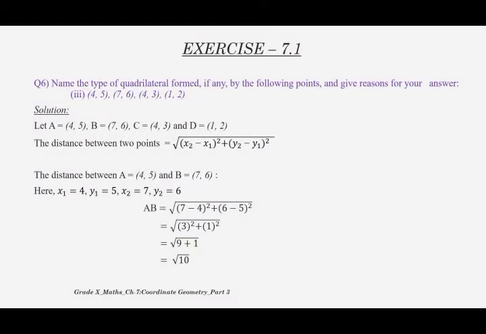Exercise 7.1, question number 6. Name the type of quadrilateral formed, if any, by the following points and give reasons for your answer. We'll do the third part. The points are (4, 5), (7, 6), (4, 3) and (1, 2). So first we'll name the points A, B, C and D and write the distance formula.